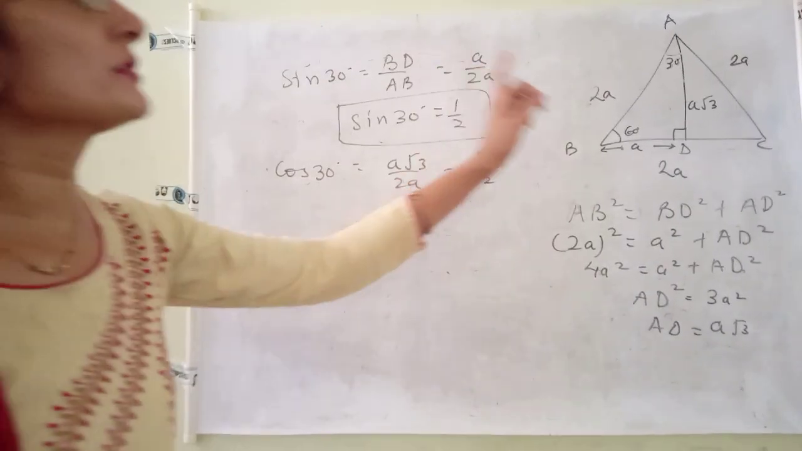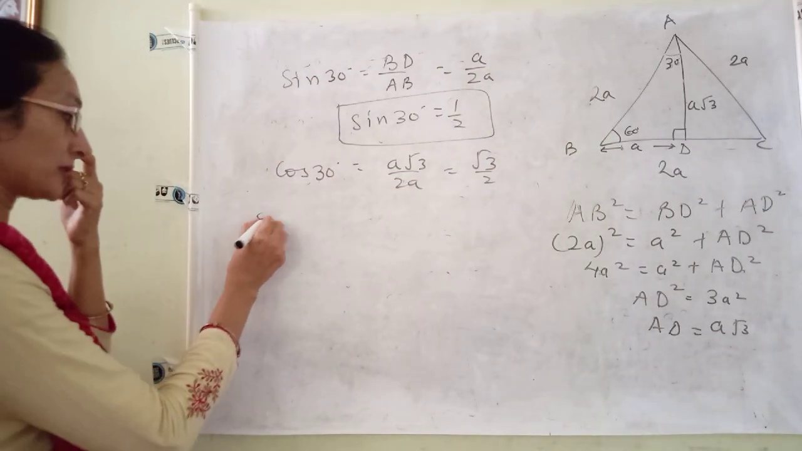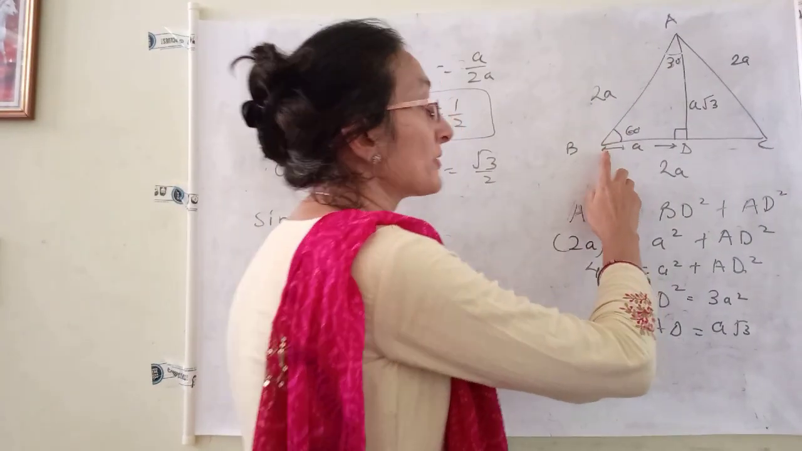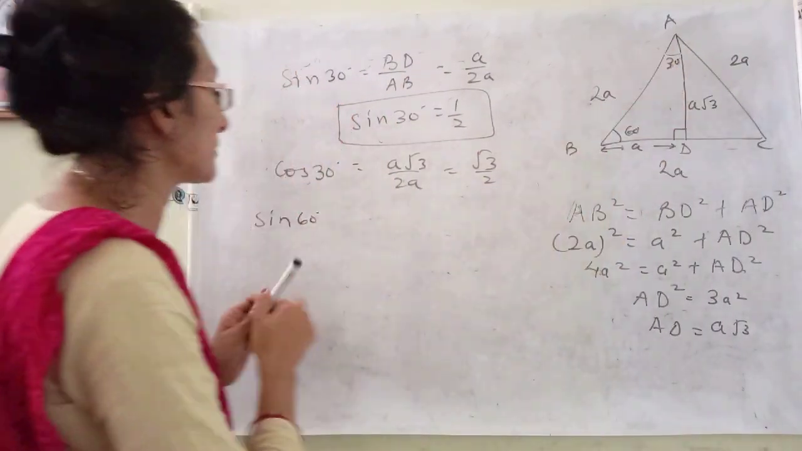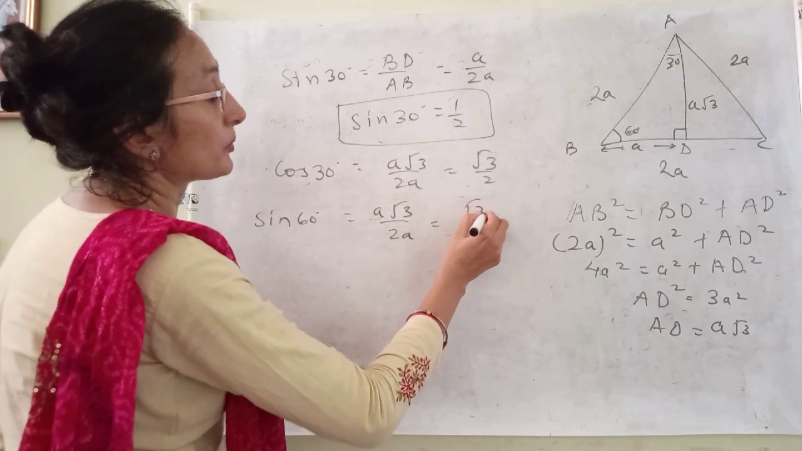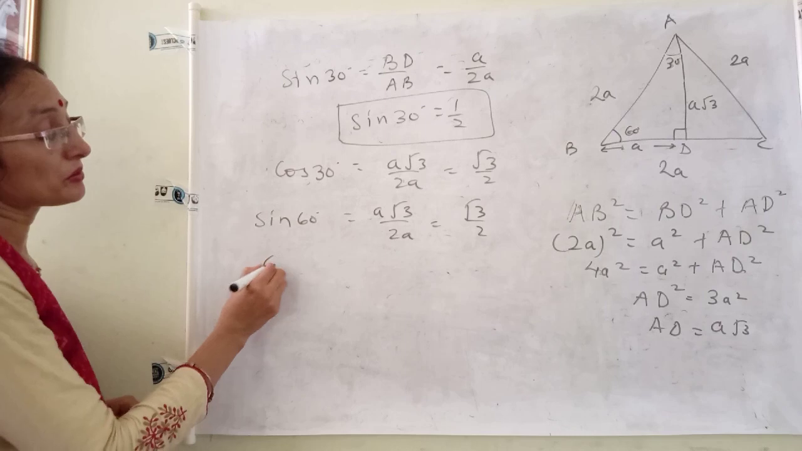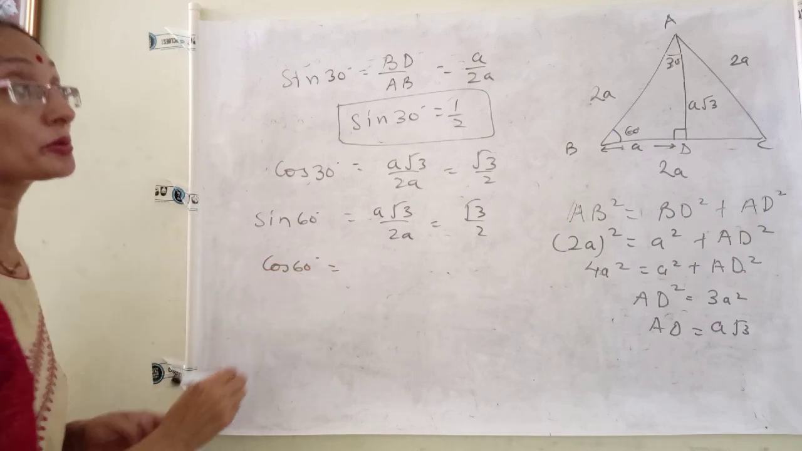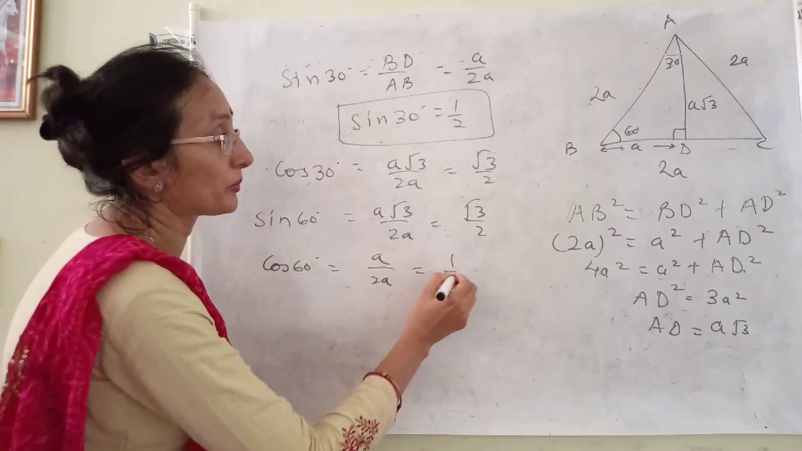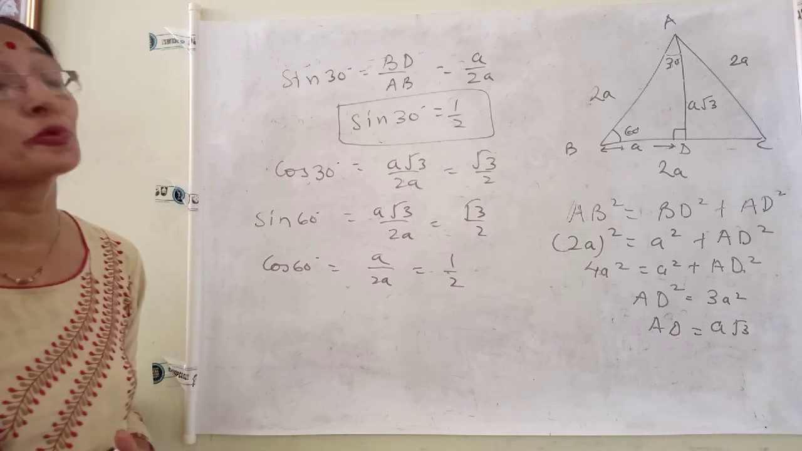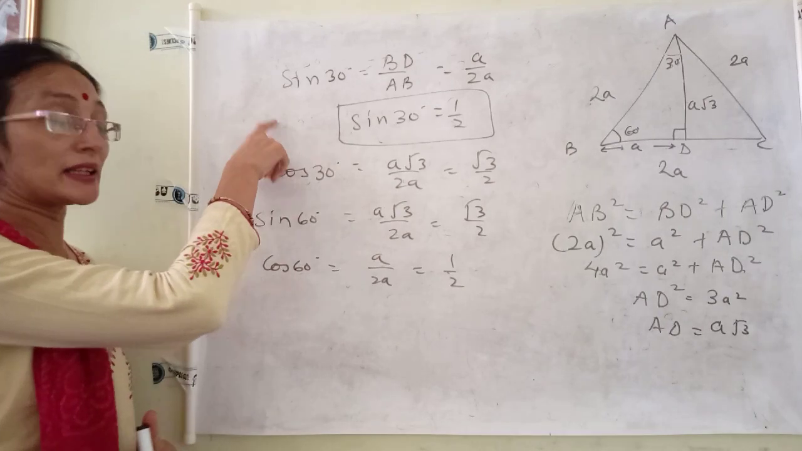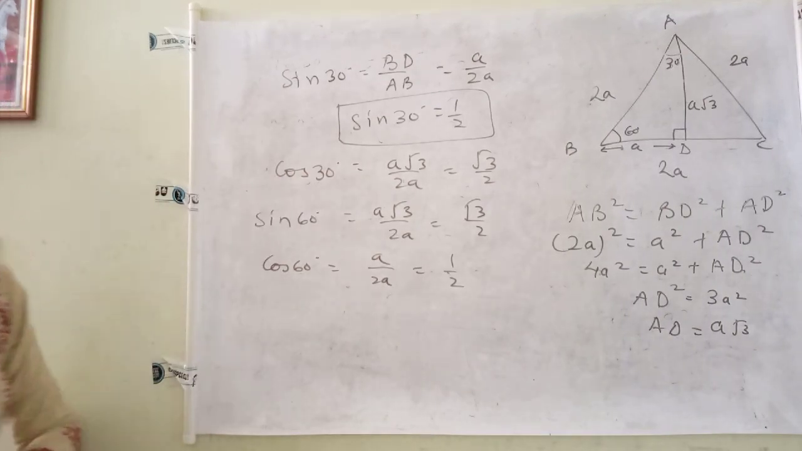Now we will find the value of 60 degree. Sin 60 will be equal to, for sin 60 base will be equal to A and perpendicular is A root 3. So this is A root 3 upon 2A, that means root 3 upon 2. In the same way, cos 60 will be equal to base upon hypotenuse, that means A upon 2A, that is 1 upon 2. Now it is for you to find the values of other four trigonometric ratios for 30 degree angle and 60 degree angle. Okay?